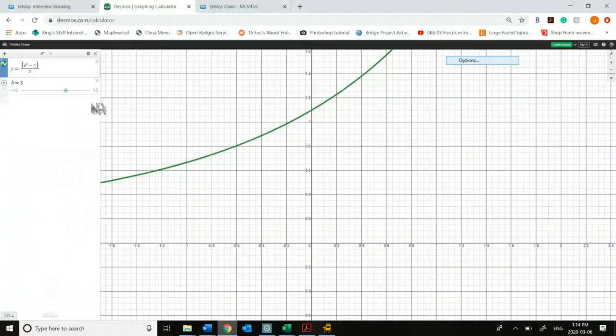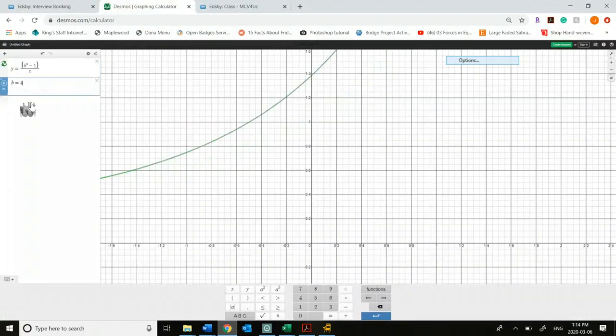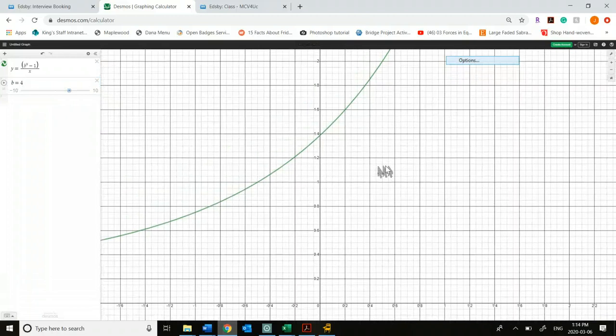Okay, let's switch our slider to 4. Function's going to change a little bit again. Let's slide up here, and we're going to see if we can see what we're approaching as we get closer and closer to 0. Looks like about 1.385, something like that, 1.385-ish.